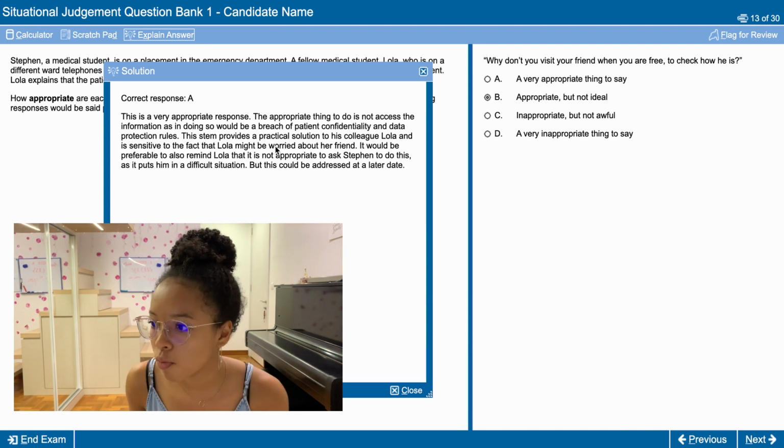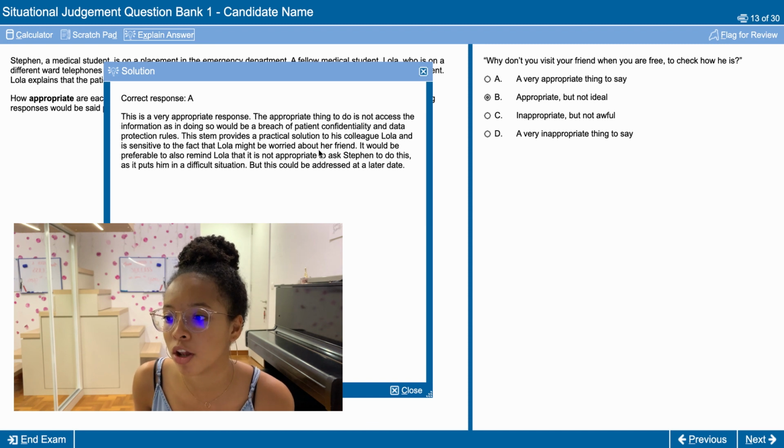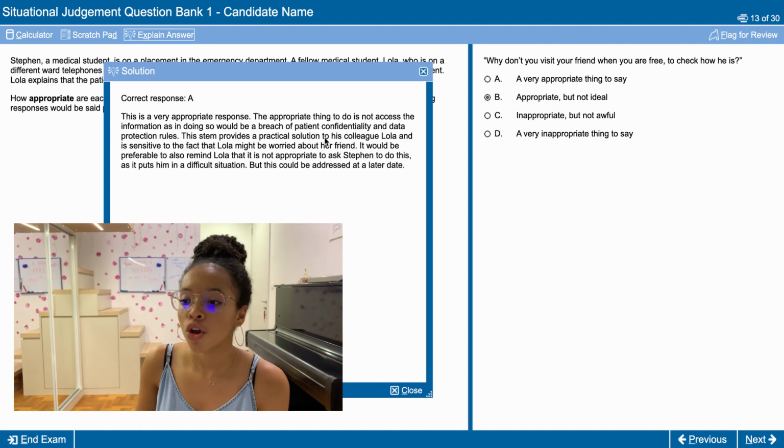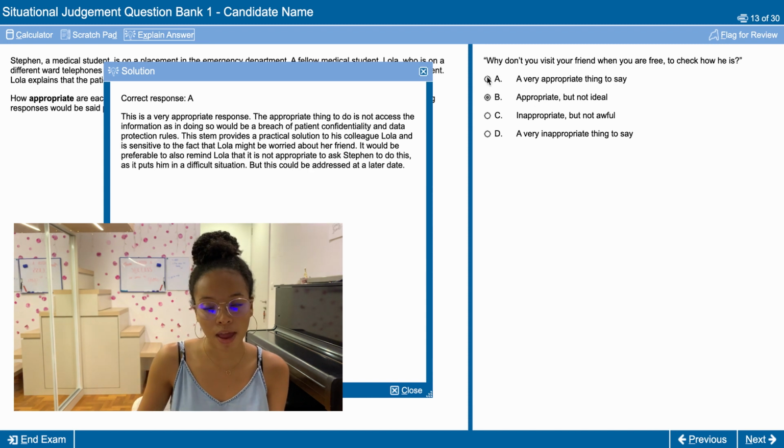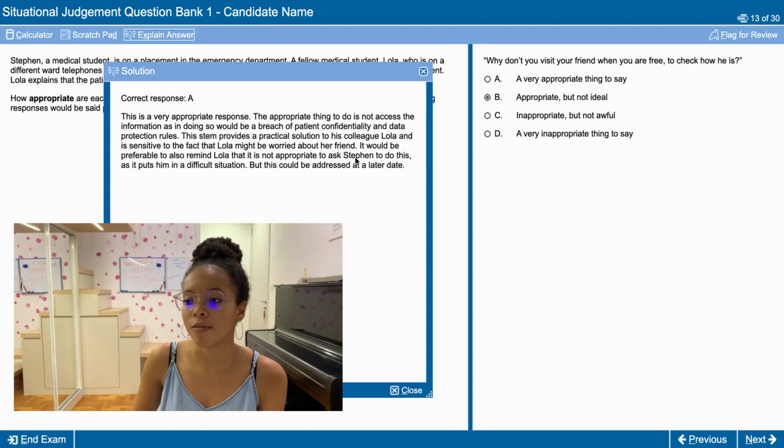And then the rest says, it would be preferable to also remind Lola that it's not appropriate to do this, as it puts him in a difficult situation, but this could be addressed at a later date. So you see, this is what I talked to you about previously. The reason why I put it in B, they actually put this in answer A because this is kind of a secondary problem and can be addressed later.